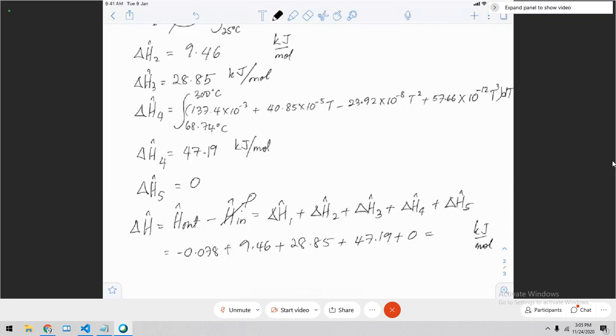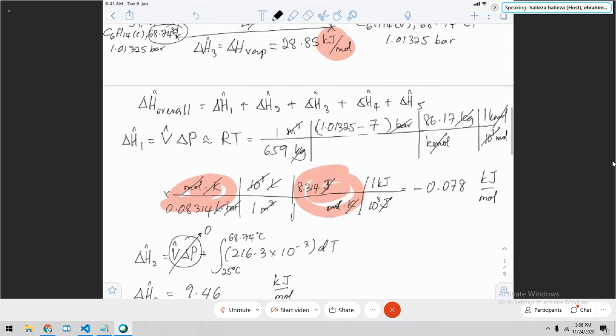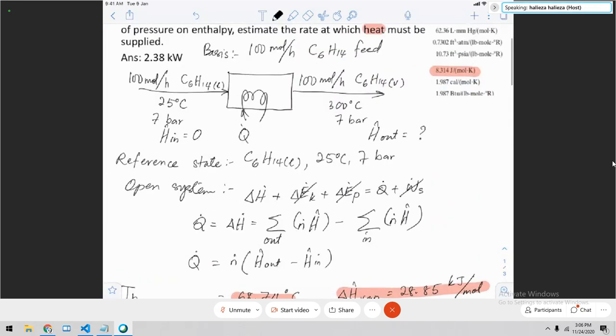Anybody? This is the H overall. And it turned out to be 85.4, is it? Yes, thank you. Your line must not be that clear because I cannot hear you that well. Okay, this is going to be H out. Let's put that value in our diagram, 85.4 kilojoules per mole.